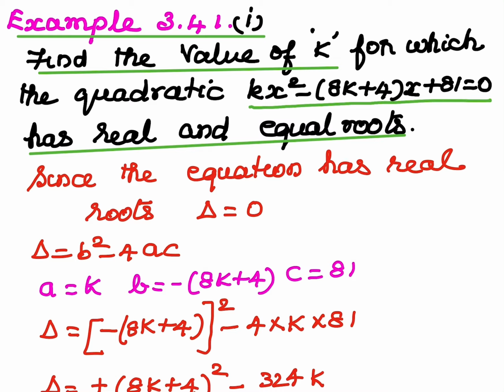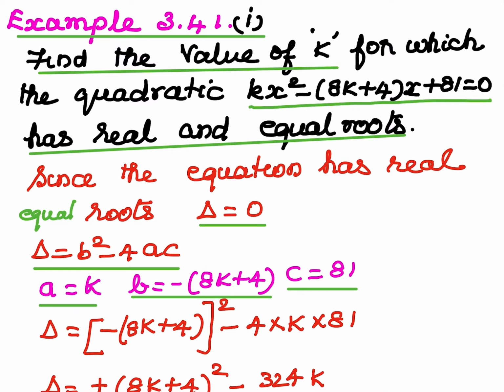So since the equation has real and equal roots, we have delta is equal to 0. So what is your delta? Delta is b squared minus 4ac. Now we compare kx squared minus (8k plus 4) into x plus 81 equal to 0 with the general quadratic equation ax squared plus bx plus c equal to 0, from where we get a is equal to k, b is equal to minus of (8k plus 4) and c is equal to 81. So now let us find b squared minus 4ac.